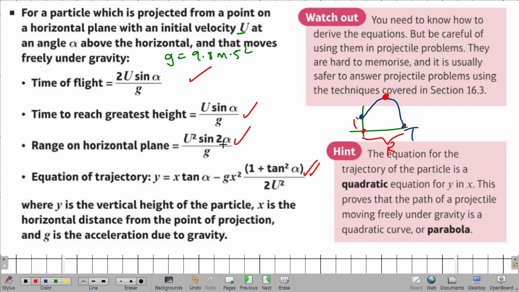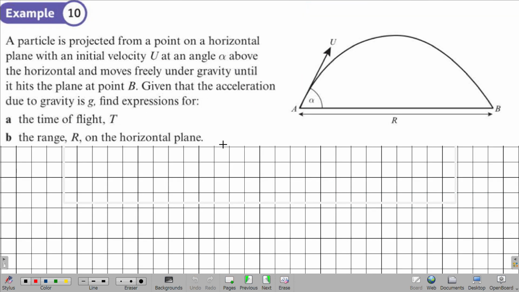So let us look at the first two through an example. Here is an example. It says a particle is projected from a point on a horizontal plane with an initial velocity of u at an angle alpha above the horizontal and moves freely under gravity until it hits the plane at a point B. Given that the acceleration due to gravity is g, let me just put an annotation here.